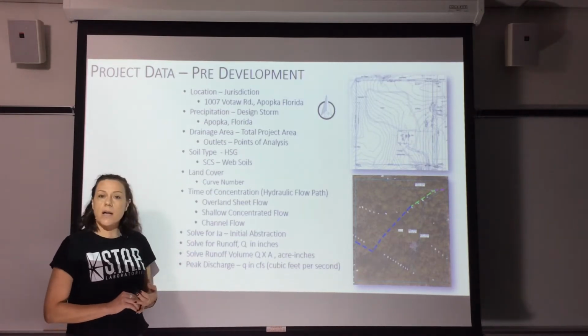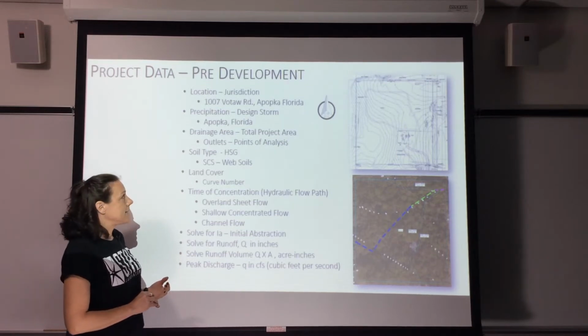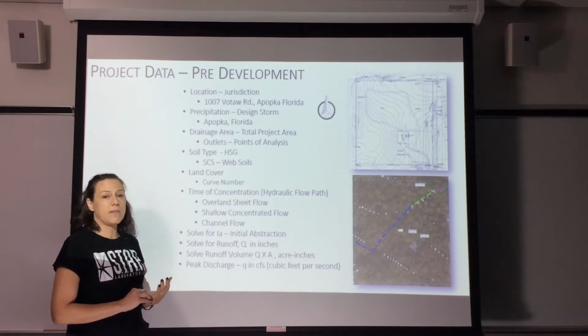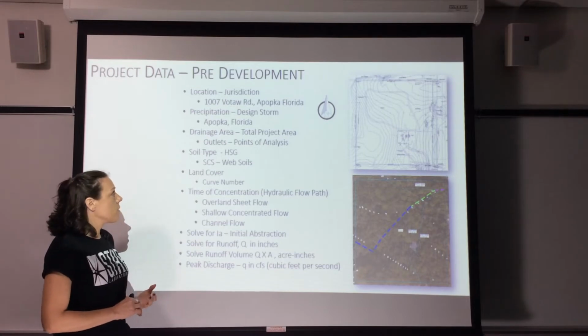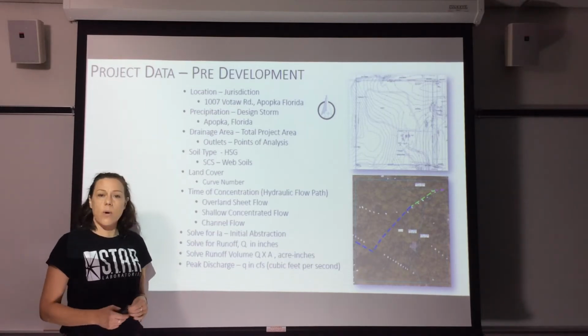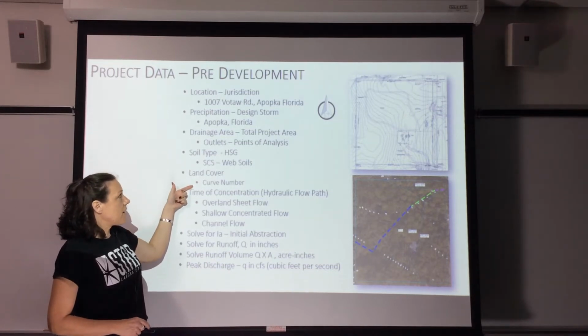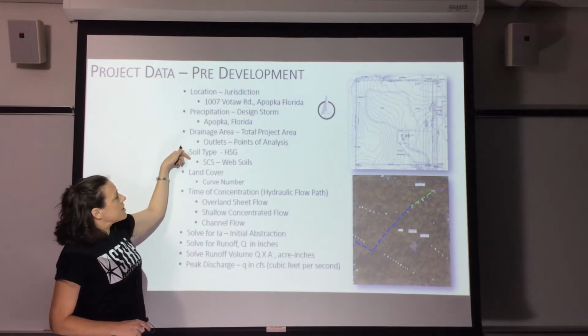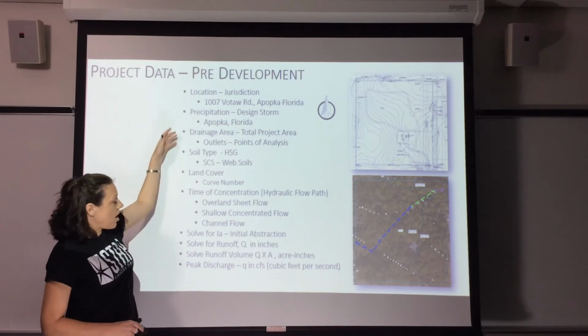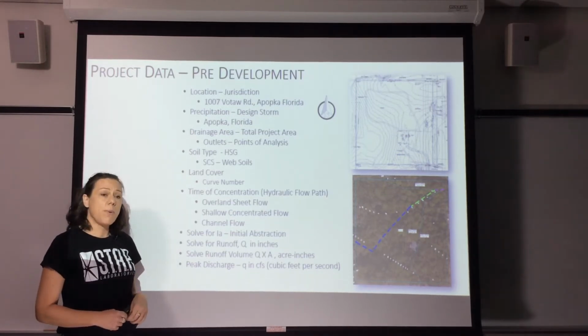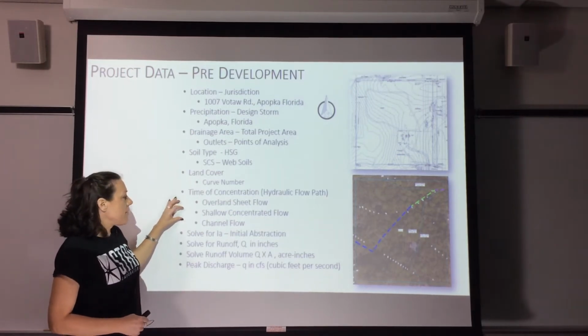We'll take a look at what the NOAA Atlas has to say about how much they believe the rain for a 25-year, 24-hour storm. We'll look at the outlets. Where is our point of analysis? We'll look at the soils. We'll look at the land cover. These first ones are always going to be all the same steps that you'll have to do in post-development. We'll take a look at the time of concentration.